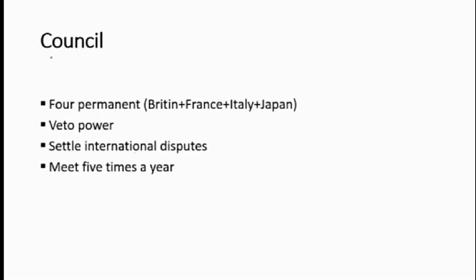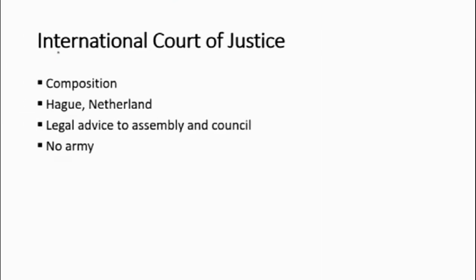It was working to settle international disputes between states, and it was planned to meet five times a year. The International Court of Justice was an organ of the League of Nations. It was part of the composition of the League of Nations. The headquarters of the International Court of Justice was in the Hague.